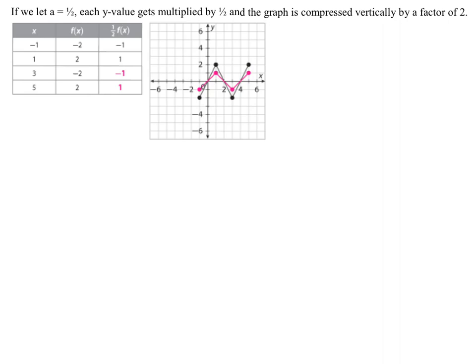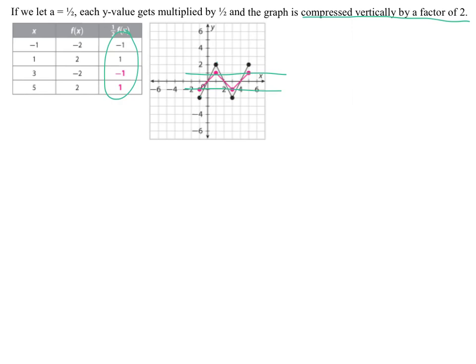Now we could take the same example and instead we'll let a be 1/2. So if we're multiplying by something that is less than 1, then we're going to be compressing it. If I multiply something by a number less than 1, the answer will be smaller. So if I took all my y values and I halved them, then half of 2 is 1 and half of -2 is -1. The whole graph is now half as tall. So we say compressed vertically by a factor of 2.